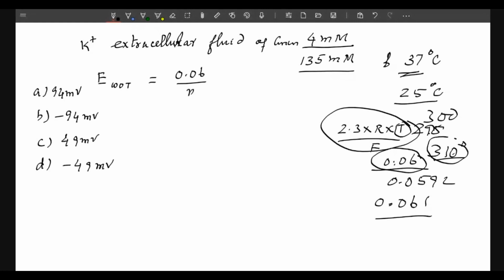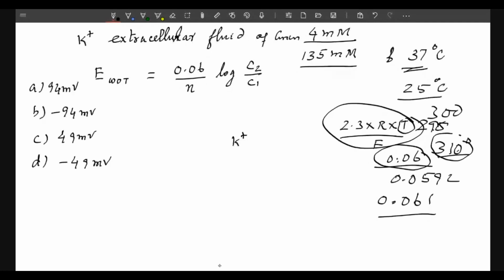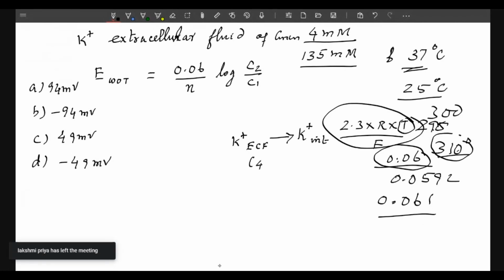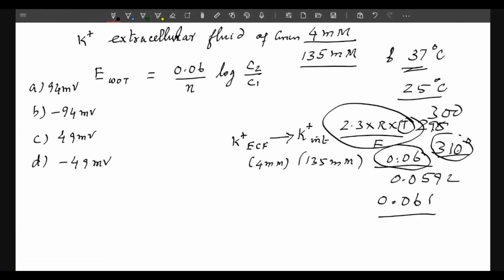Here potassium ion, therefore the number of electrons involved in that process is equal to 1. And from which to which the transfer is taking place, what is the net reaction? Potassium plus from extracellular is going to transfer to potassium ion in the intracellular. This is the net reaction. 4 millimolar here, 135 millimolar here.